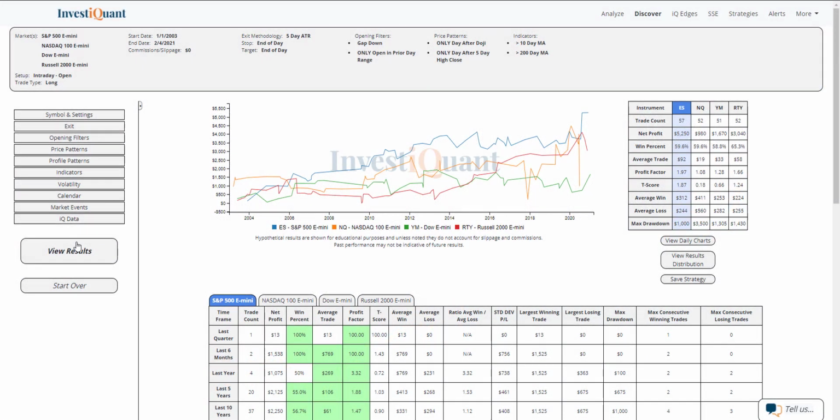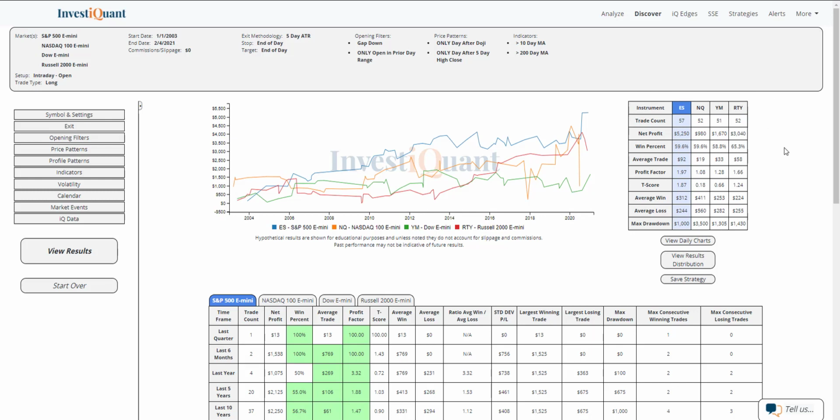And here we go. These are the results of going long at the open, which is 9:30 a.m. Eastern Time, and exiting at the close, which is 4:15 p.m. Eastern Time. When you gap down within the prior day range, and the prior day was a doji candlestick, which means you're opening and closing in roughly the same area, that closed at a 5-day high. This is taking place above a 10 and 200-day simple moving average. Historically, we've got 57 samples in the S&P dating back to 2003. The NASDAQ 52 samples, the Dow 51, the Russell 52. So very similar sample sizes across all four instruments.